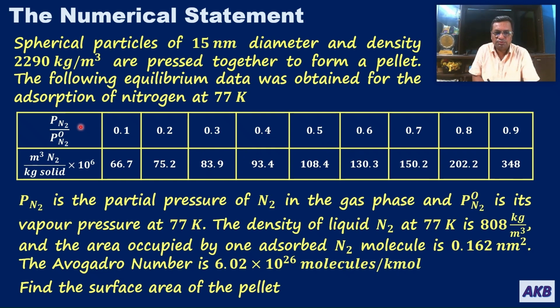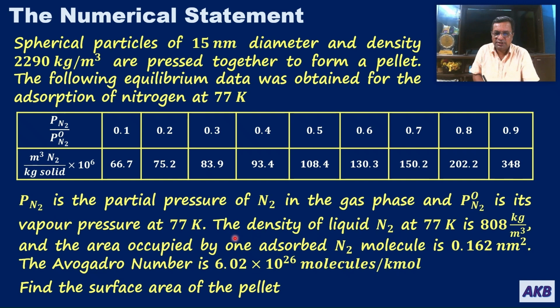One parameter that was varied is the ratio of pressures, the ratio of partial pressure of nitrogen to the vapor pressure of nitrogen at 77 Kelvin. The other parameter that was studied is the meter cube of nitrogen adsorbed per kg of solid, into 10 to the power 6. So different values for these terms were obtained. This is the equilibrium data.